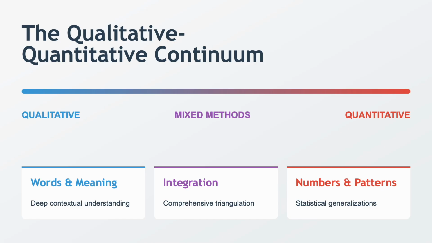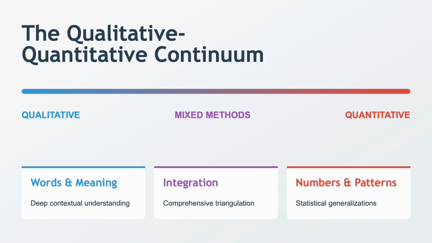alone cannot capture. In the middle in purple, we see mixed methods as an integration point, offering comprehensive triangulation by combining the depth of qualitative insights with the breadth of quantitative patterns. This approach recognizes that some research questions are best answered by leveraging both perspectives, using qualitative data to explain quantitative findings, or quantitative data to test theories developed through qualitative observation.